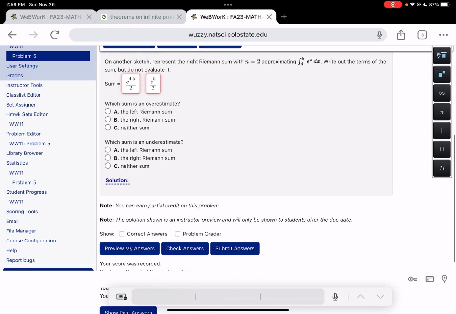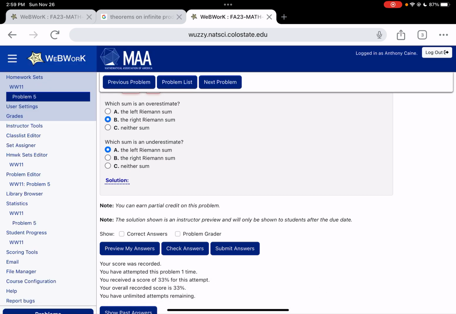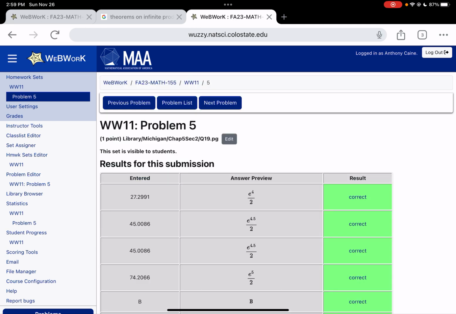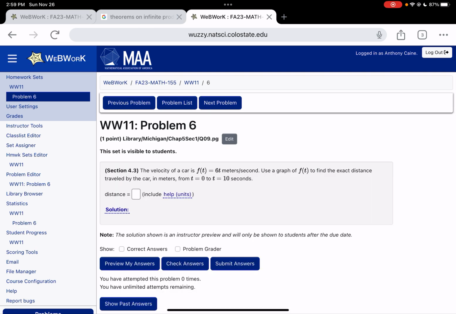And then based on the picture, you can see which is an overestimate and which is an underestimate. The left was an underestimate, and the right was an overestimate, and that depends on the shape of your graph. Okay, so if I hit submit, they're all correct. That's all we're looking for there. I think we're almost out of the Riemann sum ones.